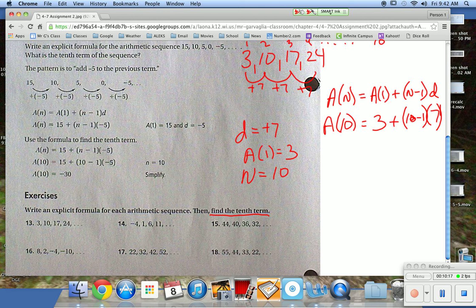I go my n, which is 10. 10 minus 1. All right. And my d, which is my difference here, is 7. Okay. Do you see that? You see what I'm doing?